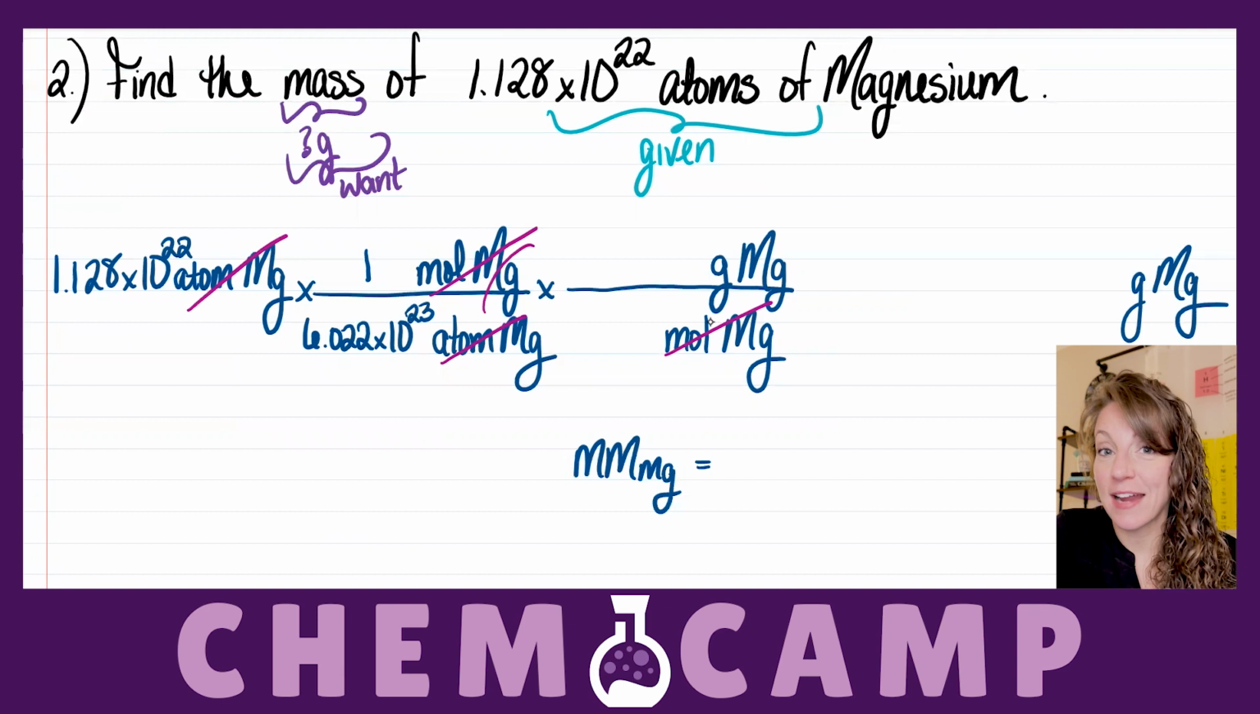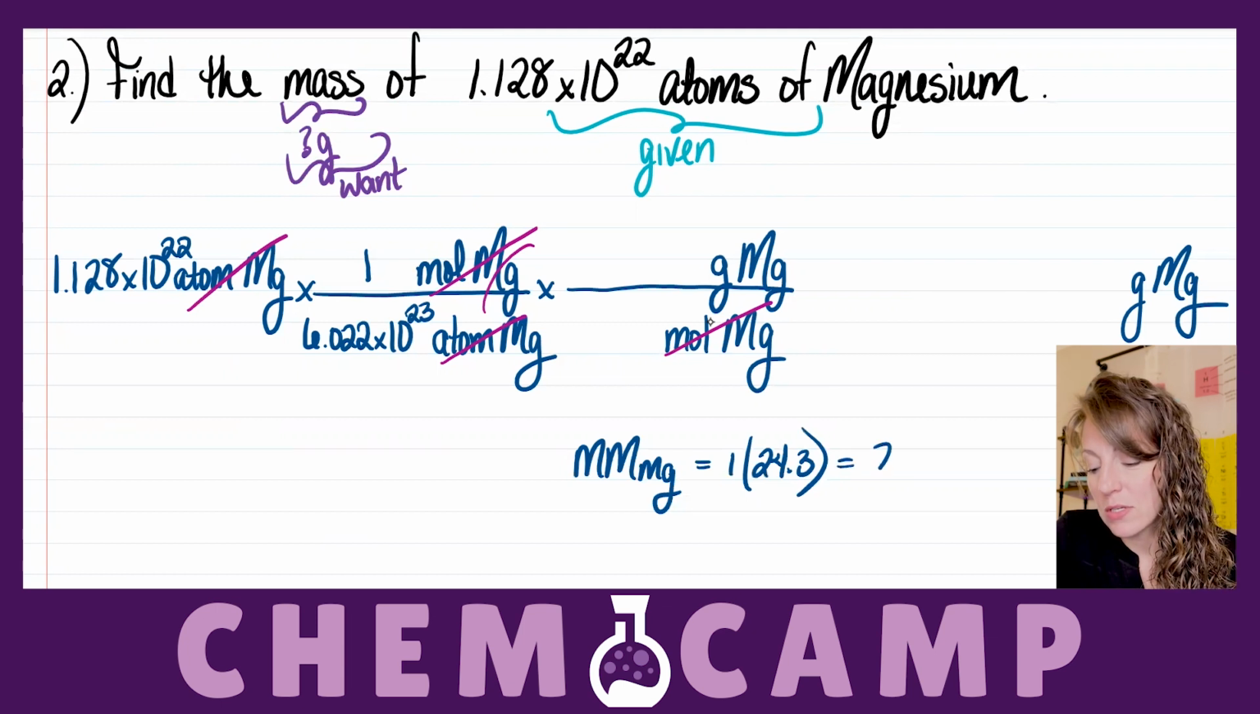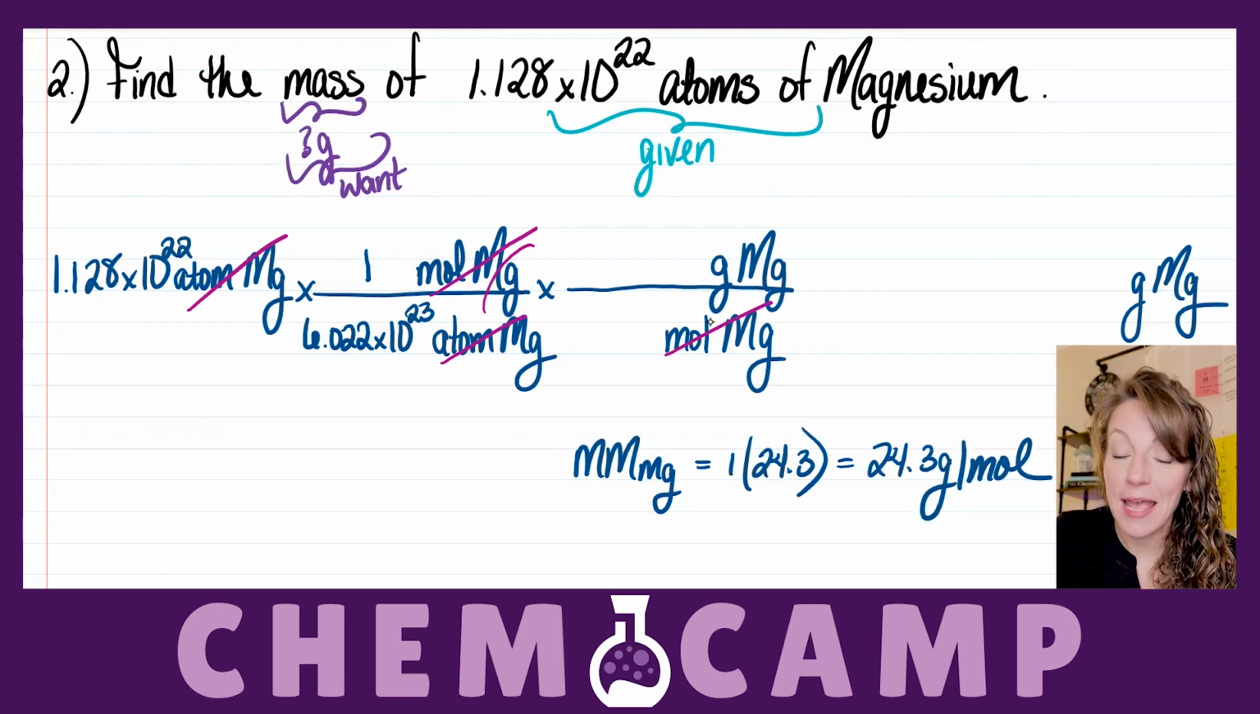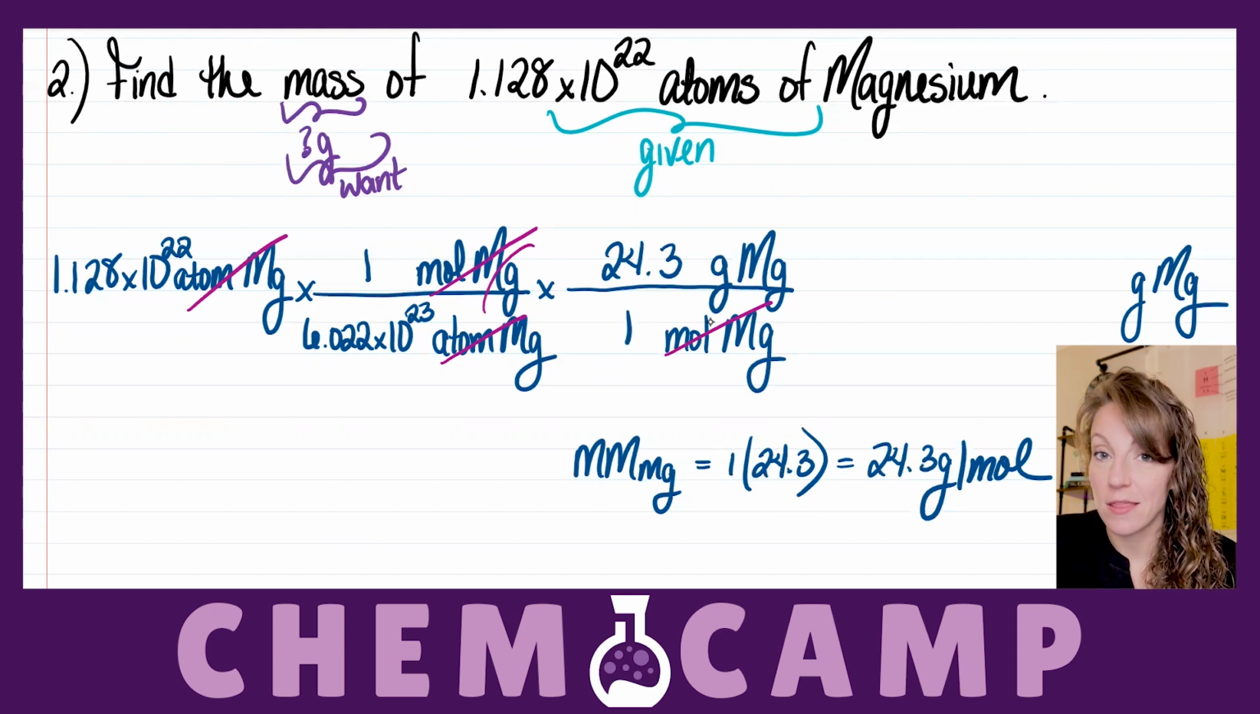However, since it's for an atom, it's real easy. I'm just going to take 1 times 24.3, the atomic mass of magnesium, which tells me it's 24.3 grams per mole. Where now, since the gram unit is at the top of that second ratio, that's where I'm going to plug in the 24.3. And again, it's always going to be for 1 mole, so I'm going to plug that in on the bottom. Last step is to calculate.